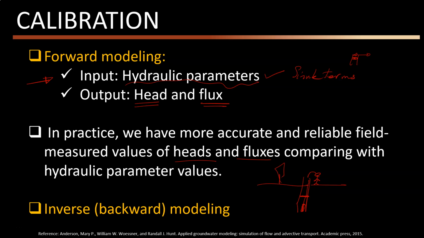Okay, so because of that, people proposed another form of groundwater modeling, which we call inverse or backward modeling. In backward modeling, essentially our input is the information at the monitoring wells, and we change the Ks or sink and source values to match the observations with the simulated results. So technically now these are the unknowns.